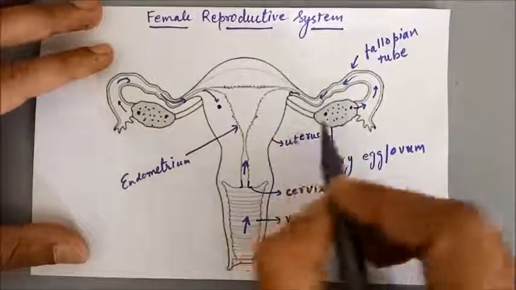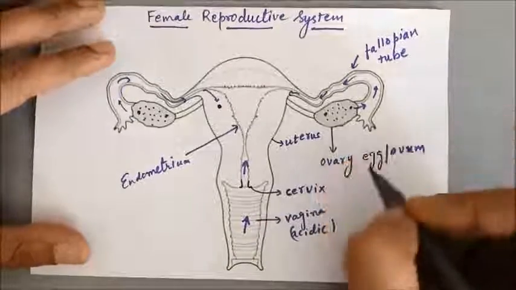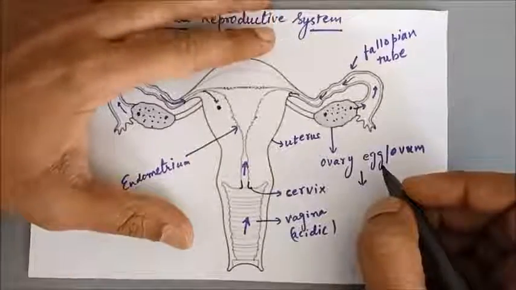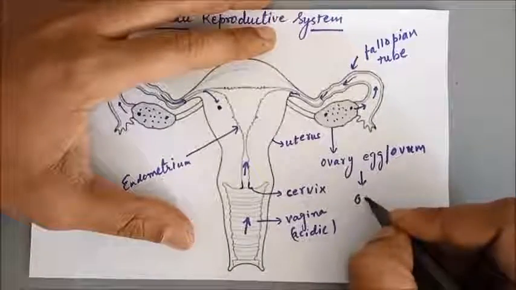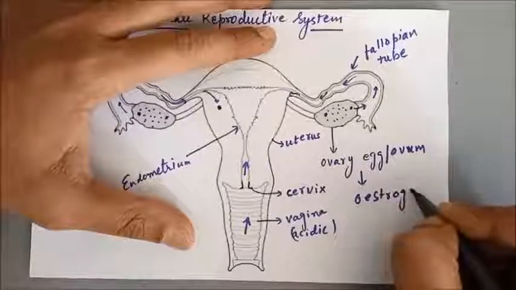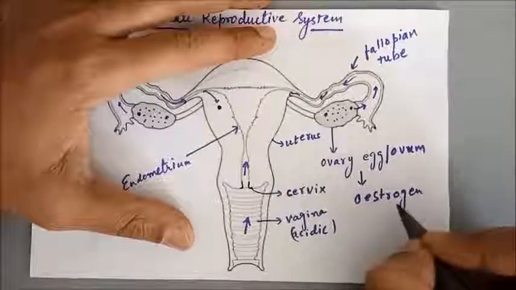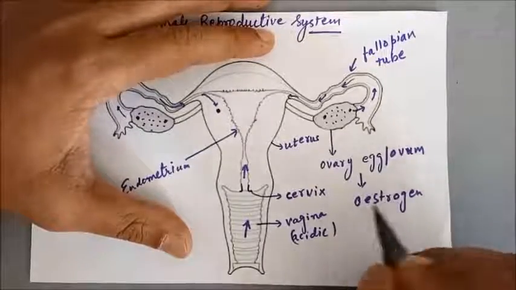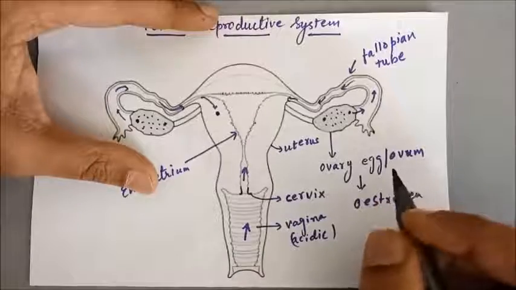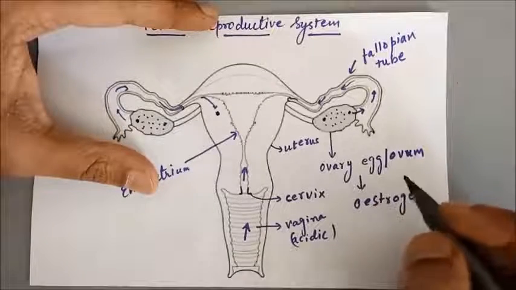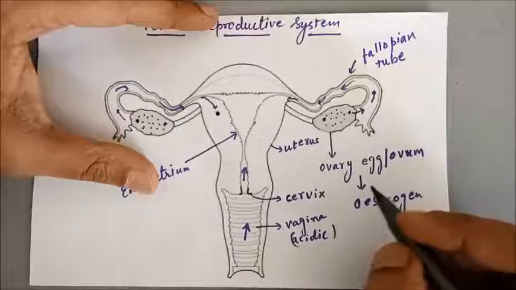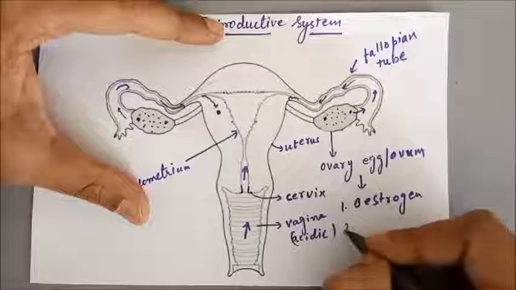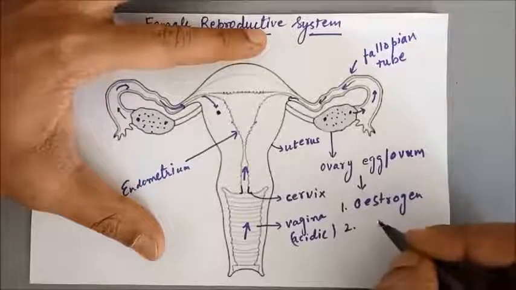Now apart from this, the ovary also is an endocrine gland. So it produces two main hormones, called estrogen. This estrogen helps in developing the secondary sexual characteristics in females, like body hair growth, then development of breasts, then widening of hips, et cetera. And then there is another hormone called progesterone.